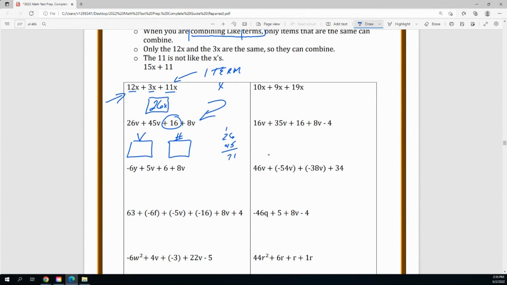That's 71. Plus another 8. I told you I'm not that good at this, I'm a finger counter. That's all I got. So here we go. If I have 79 V's, that's fine. And then my 16 cannot be combined with anything else. So it has to stand alone. And it's a positive. So you would say I have 79 V's plus 16.